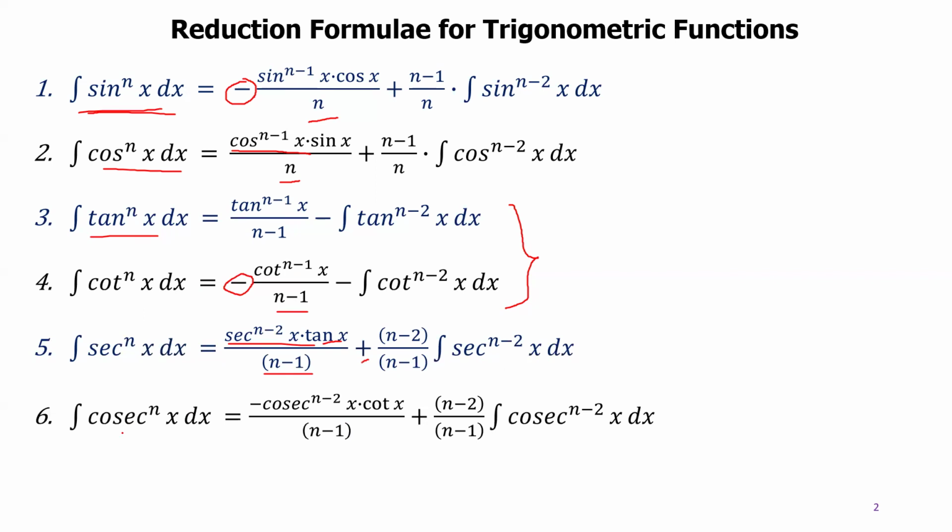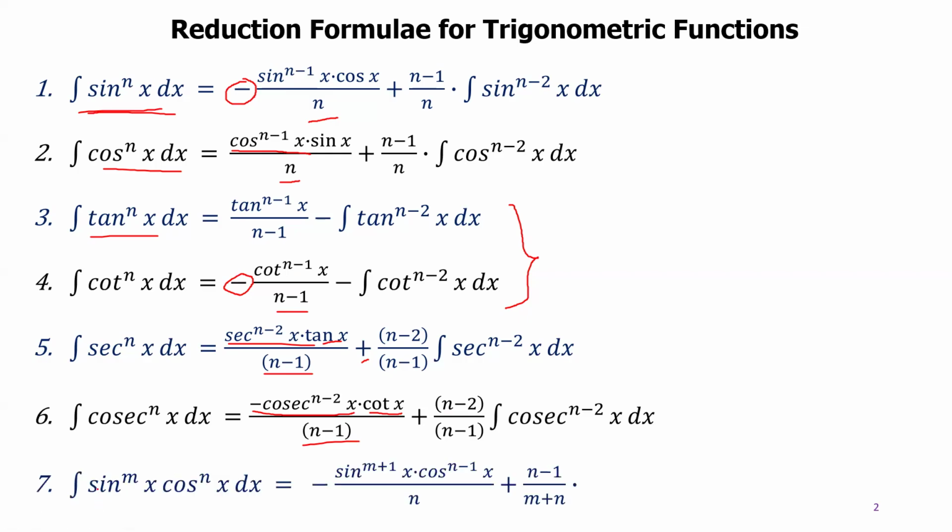The integration of cosec to the power n x dx is equal to minus cosec to the power n minus 2 x into cot x divided by n minus 1 plus n minus 2 upon n minus 1 times the integration of cosec to the power n minus 2 x dx.